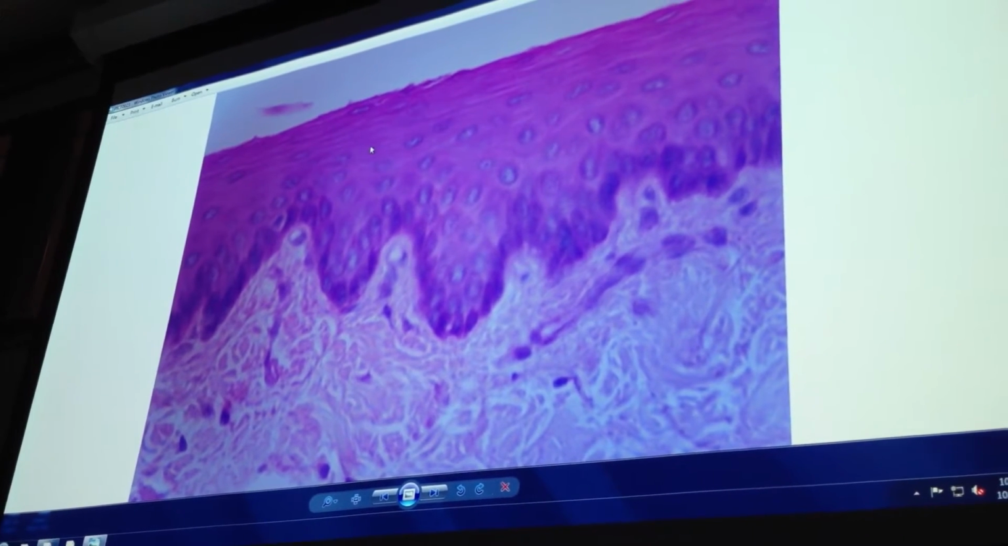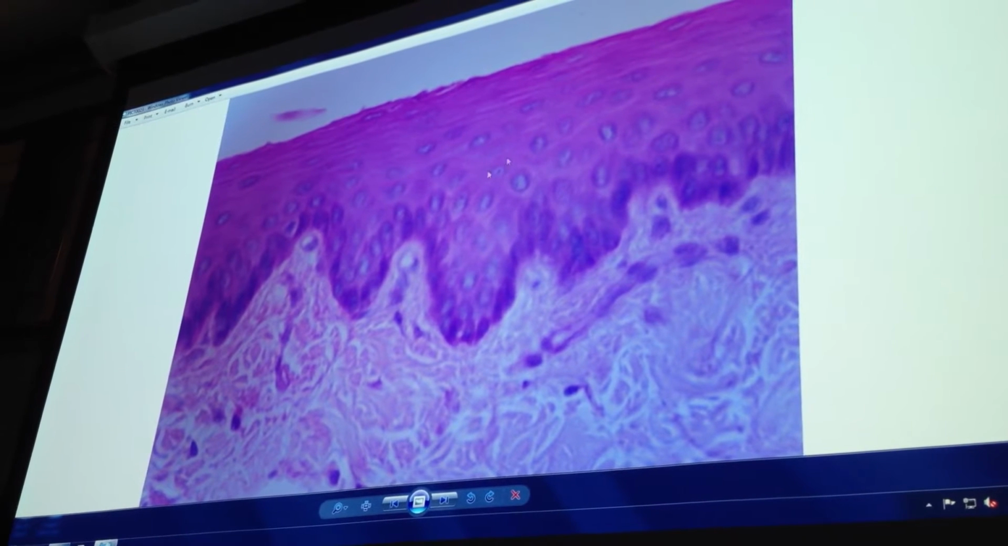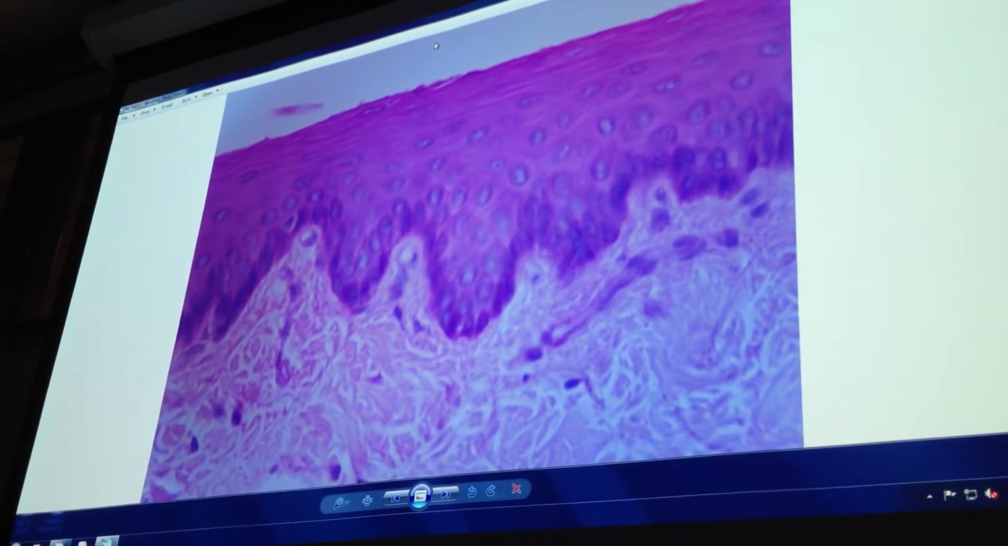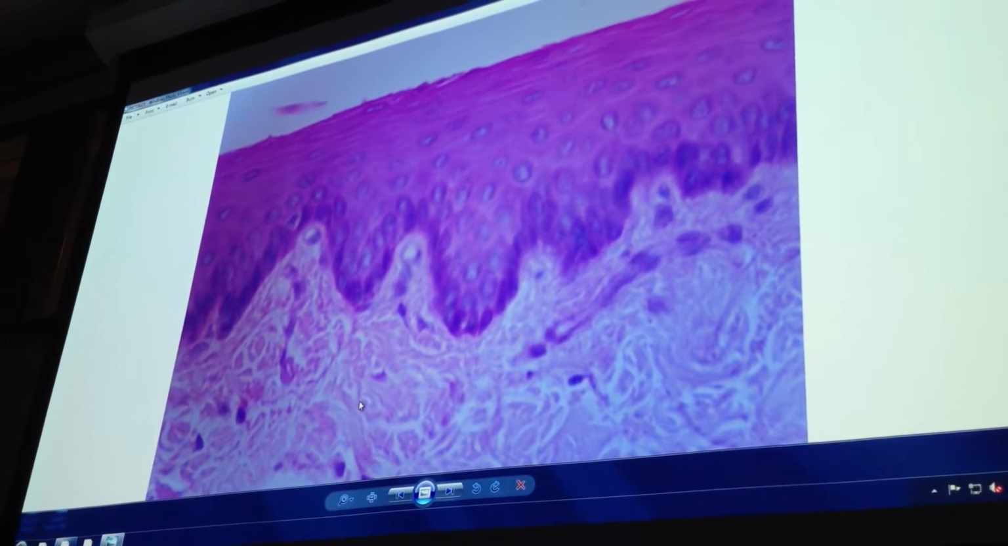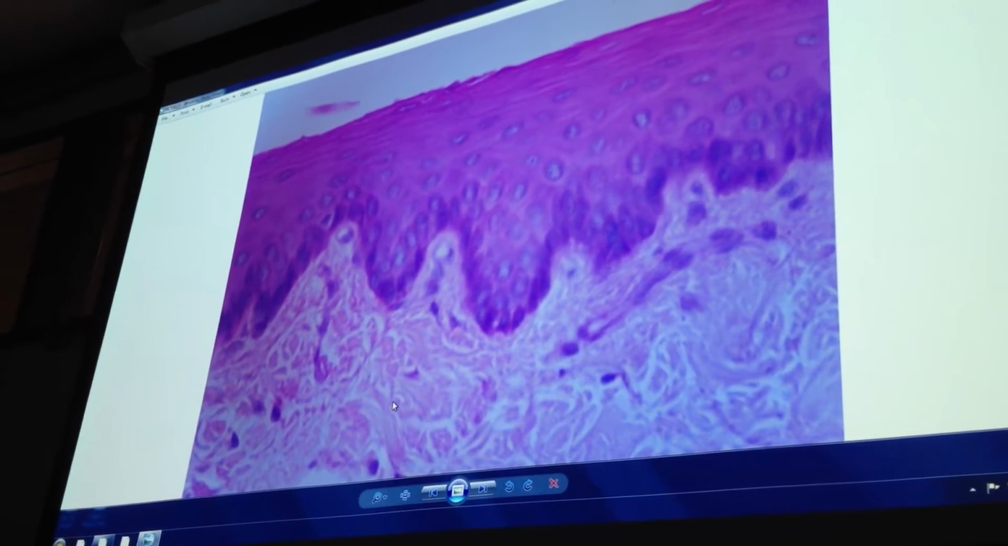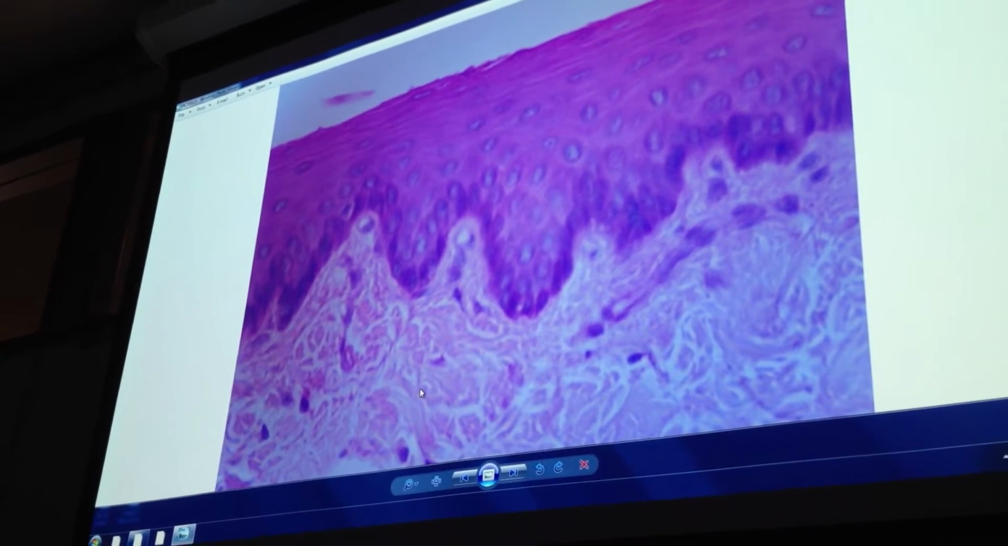Esophagus, oral cavity, rectum, vagina. If this is the esophagus, what's this? Lumen. Two types of non-living matrix: collagen and elastin.